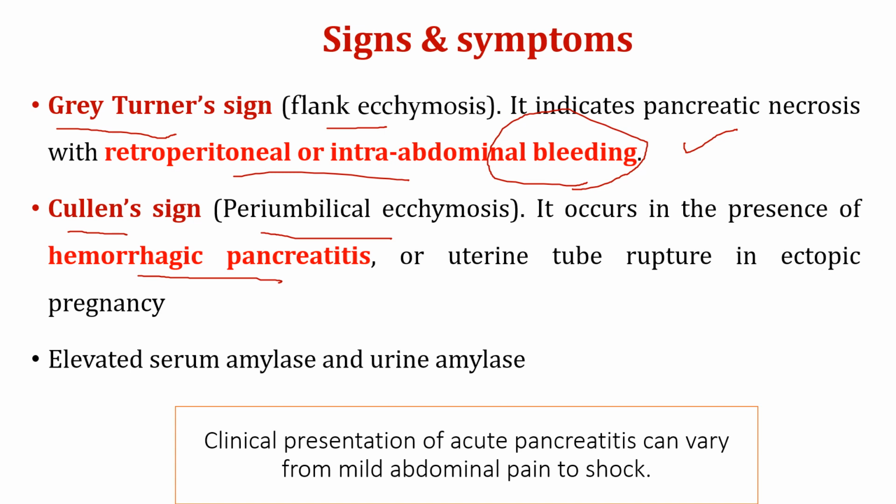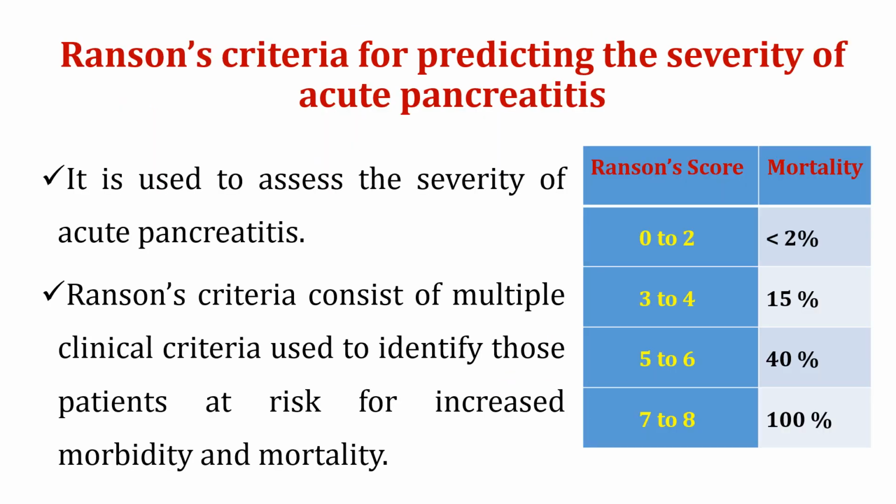Also, you have to remember that the patients will develop higher serum amylase level as well as urine amylase level. As we mentioned before, because acute pancreatitis can range from mild to severe condition, you have to predict the severity of acute pancreatitis using the Ranson criteria, which is used to assess the severity of acute pancreatitis, and it consists of a group of clinical criteria used to identify which patients are at risk for increased morbidity and mortality.